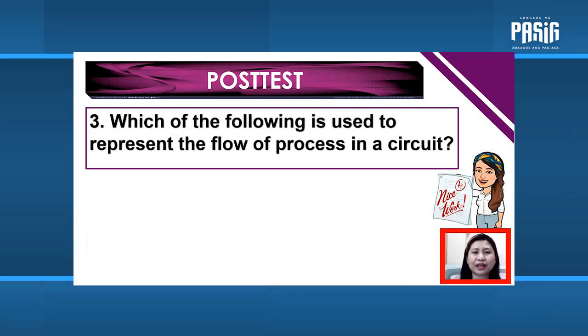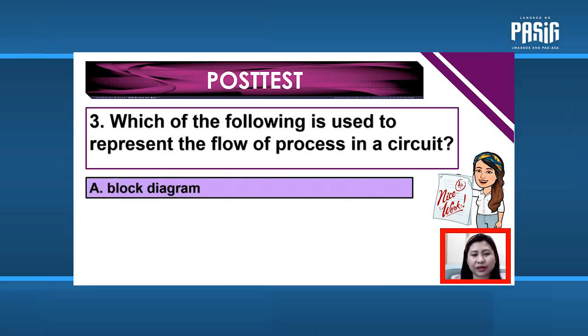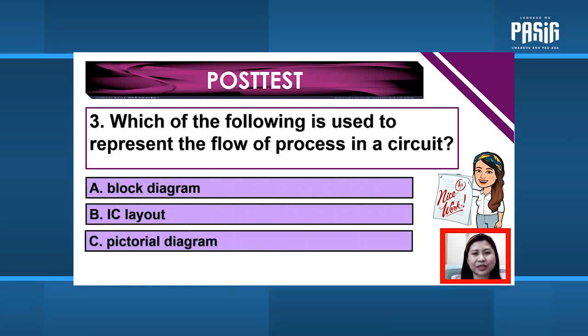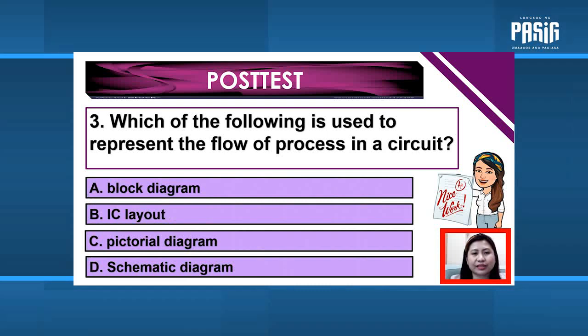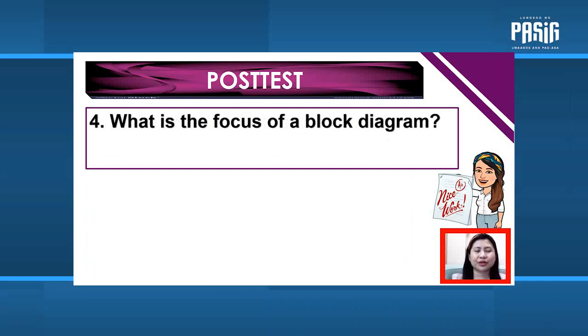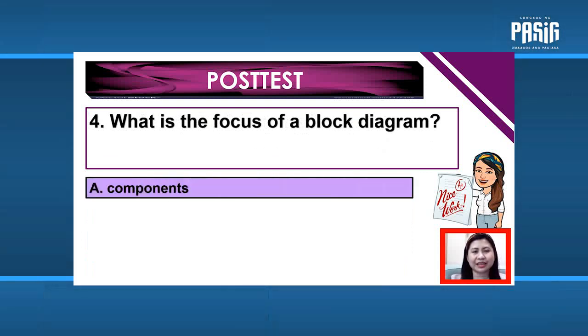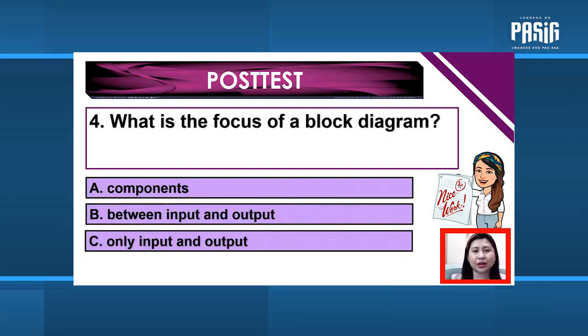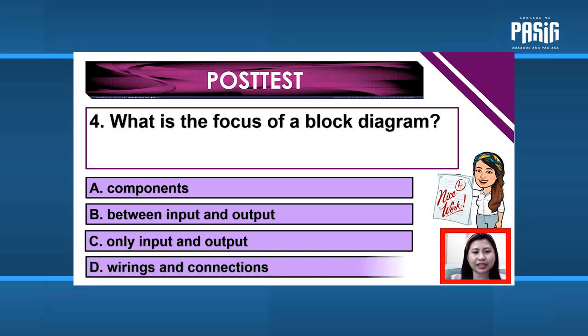3. Which of the following is used to represent the flow of process in a circuit? A. Block diagram. B. IC layout. C. Pictorial diagram. Or D. A schematic diagram. Number 4. What is the focus of a block diagram? A. Components. B. Between input and output. C. Only input and output. Or D. Wirings and connections.